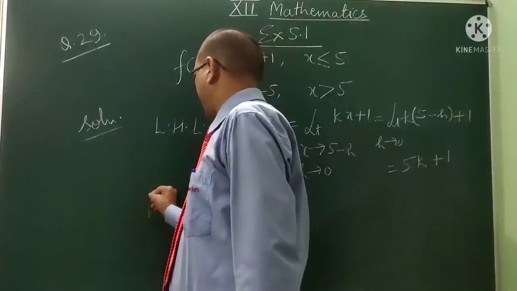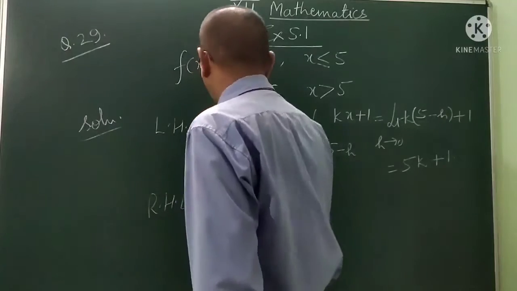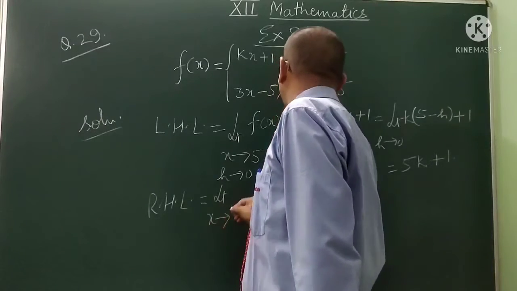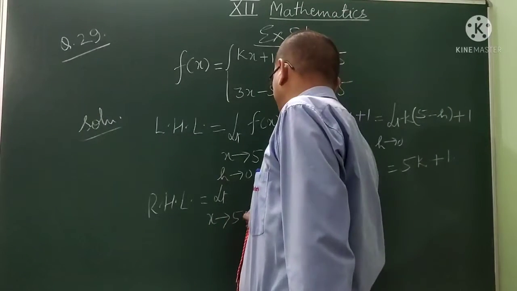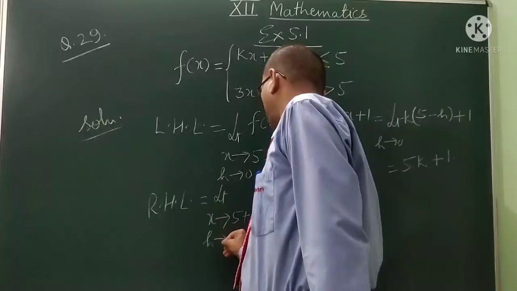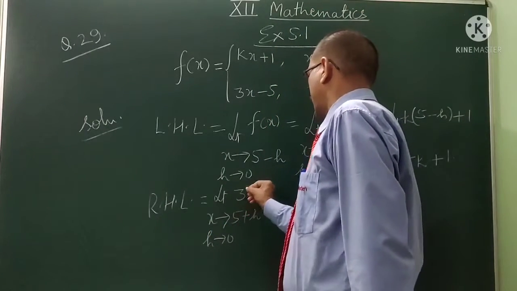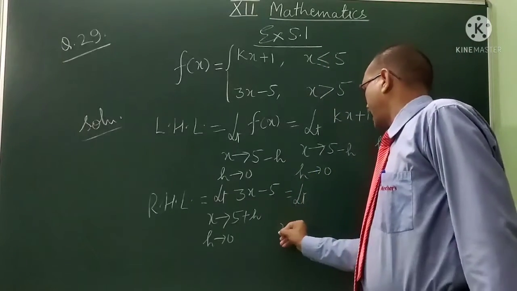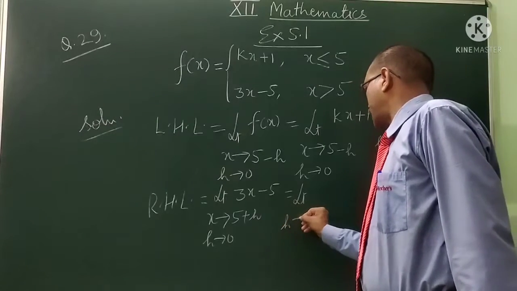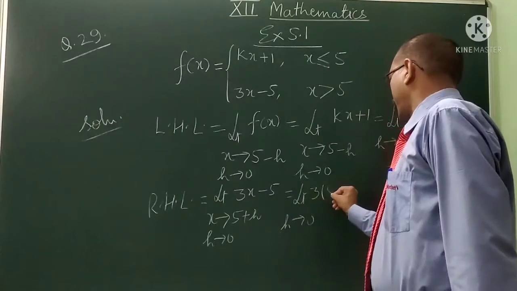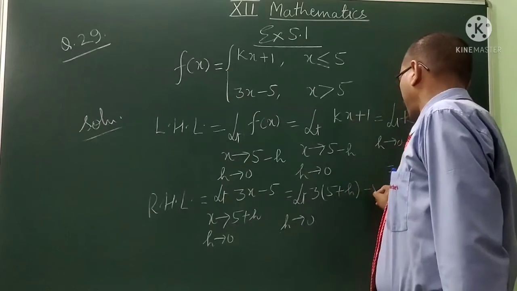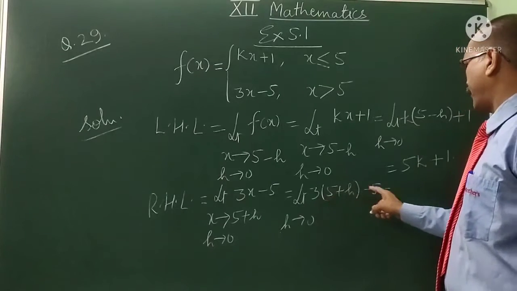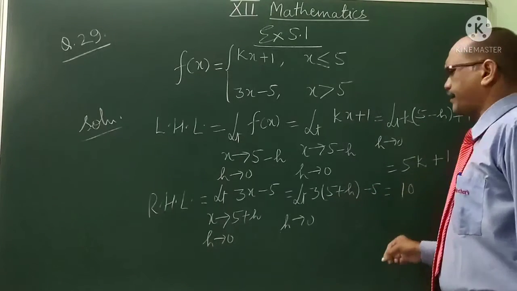Now we will find the right hand limit. The right hand limit is limit x tends to 5 plus h, h tends to 0, and the function is 3x minus 5. It is limit h tends to 0 of 3(5 plus h) minus 5. Then h is 0, 3 times 5 is 15, 15 minus 5, so it is 10.